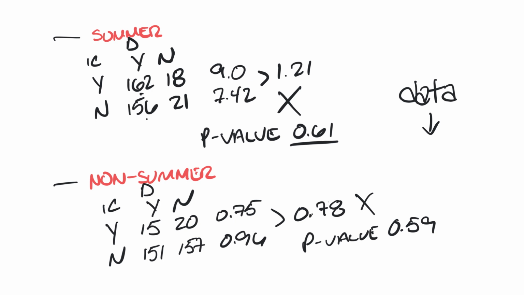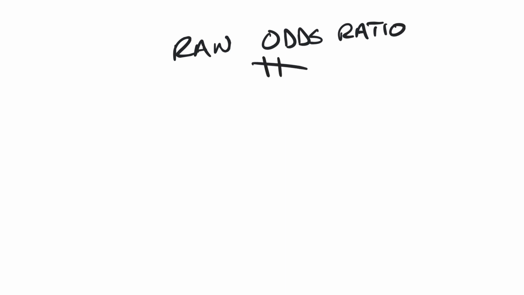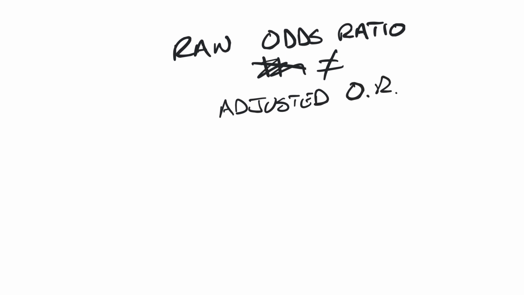And so if you see your raw measure of association, in this case the odds ratio, is different from the adjusted one, then you have to look for confounding. There are other mechanisms that could be at play, but we're not talking about those. That's for a more advanced biostatistics class.